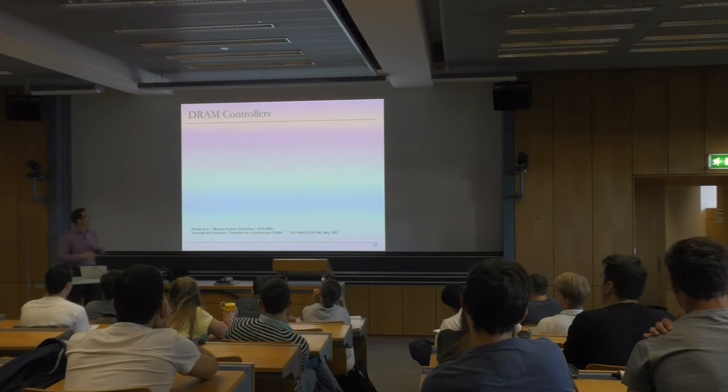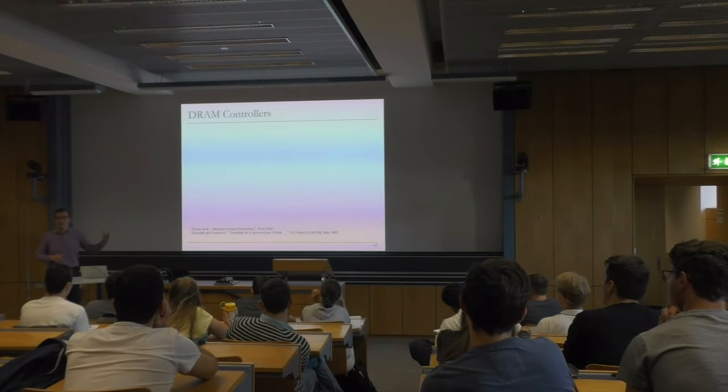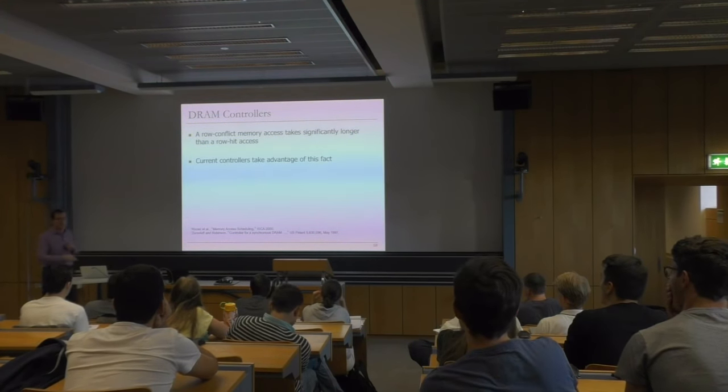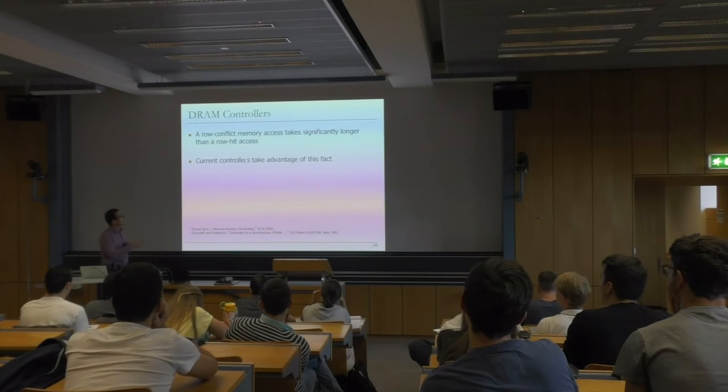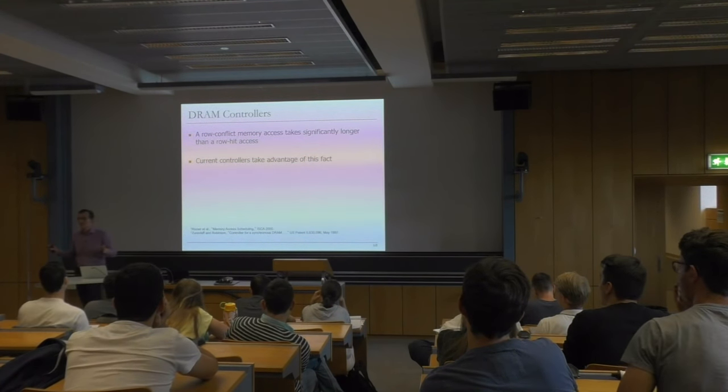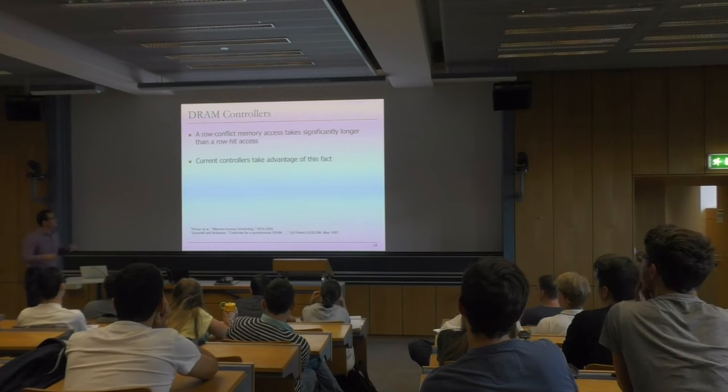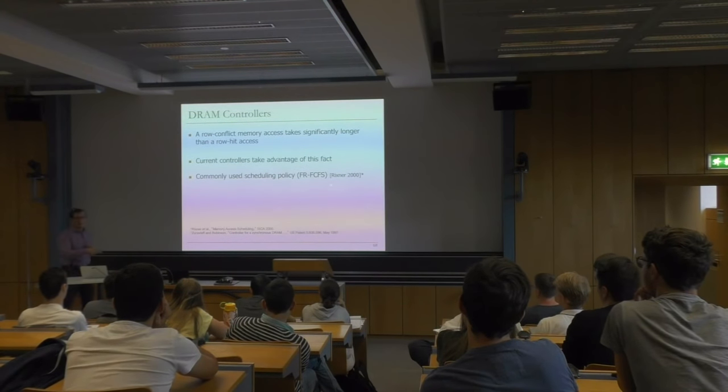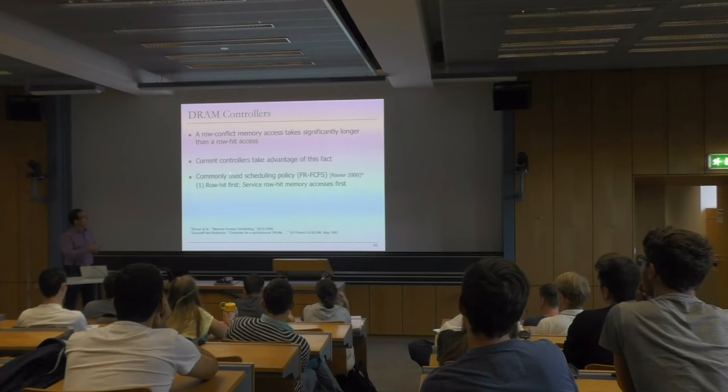Basically, the row buffer behavior is different when you have row buffer hits versus conflicts. A row conflict memory access takes significantly longer than a row hit access, and it turns out controllers that are designed for single core systems take advantage of this fact. What they do is they use a scheduling policy called first ready, first come, first serve. They basically prioritize row hit memory access.